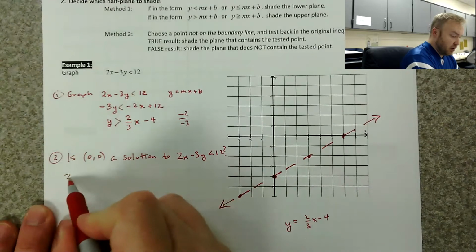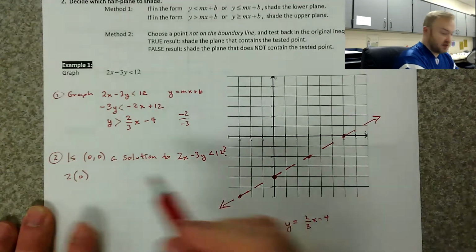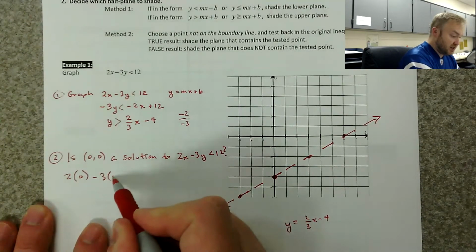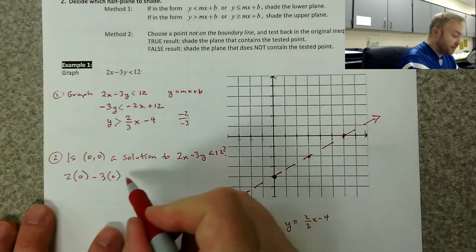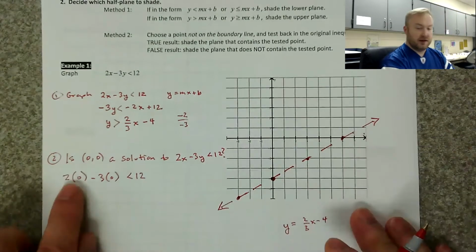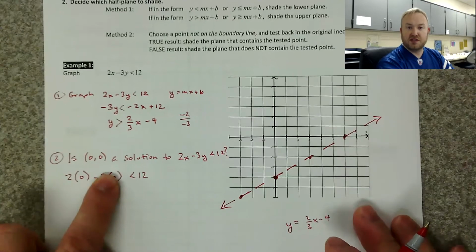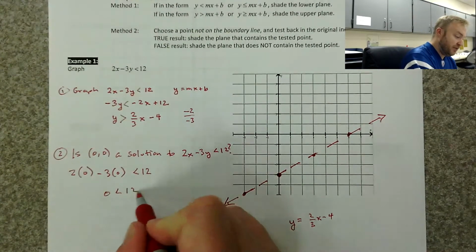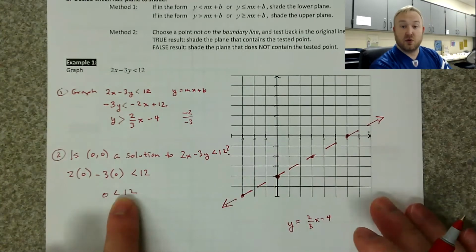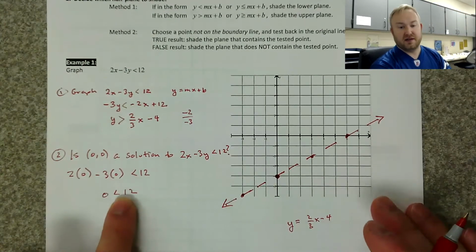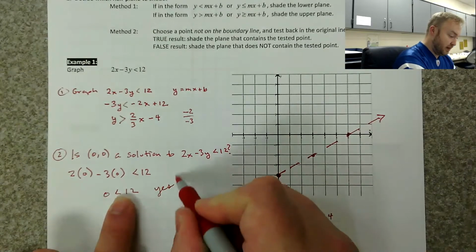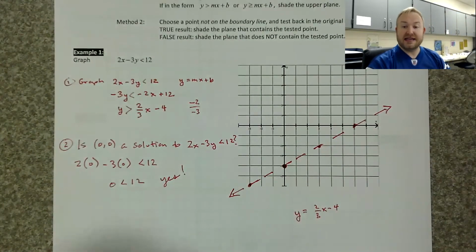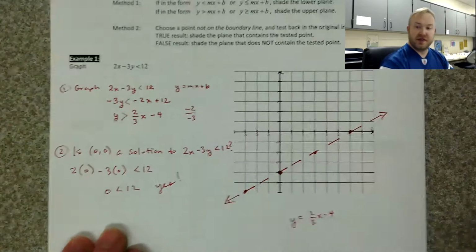So if I put 0 in for x, then it's 2 times 0 minus 3 times 0, because I put 0 in for y, is less than 12. Now 2 times 0 is 0, 3 times 0 is 0, so 0 minus 0 is 0. Now this says 0 is less than 12. Is that a true statement? Of course it is. Yes, 0, 0 is a solution to this inequality.